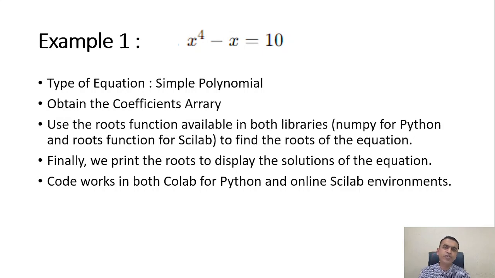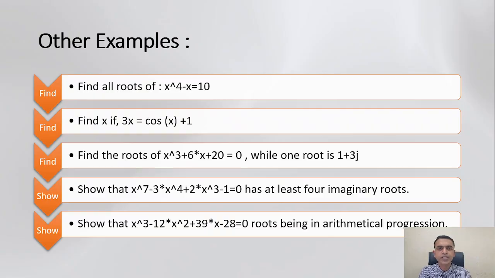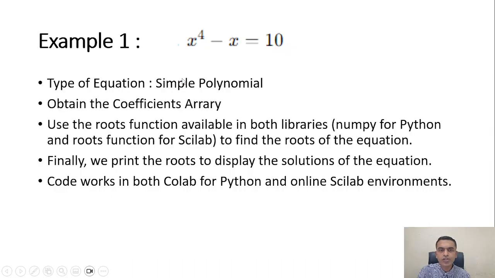The type of equation here is x raised to 4 minus x is equal to 10. This is the first problem here. It's a simple polynomial. We can obtain the coefficient array, and then we are going to use the roots function for both Python and Scilab. This slide won't be there for other problems; this is just for the first problem.